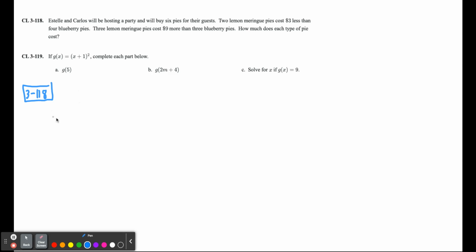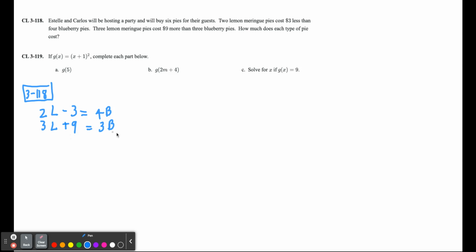Okay, so let's just write that down. So it says 2 lemon meringue. So 2 lemon meringue cost 3 less, so minus 3, than 4 blueberry pies. So we got that. And then 3 lemon meringues cost 9 more. So since it's more, plus 9, than 3 blueberry pies.